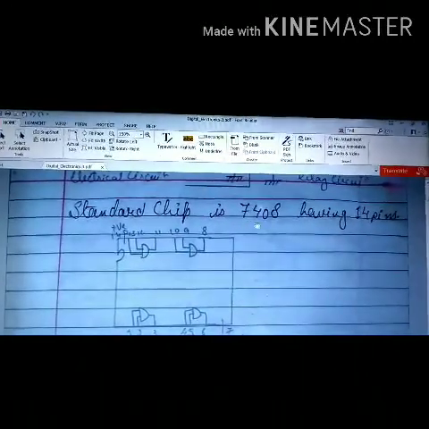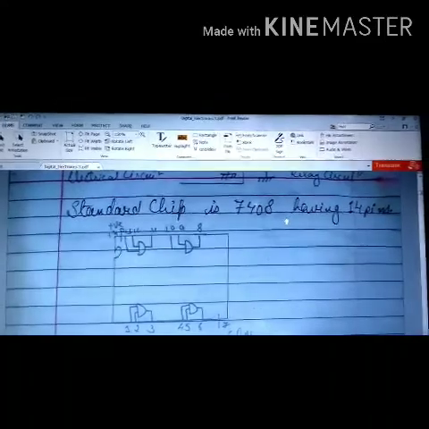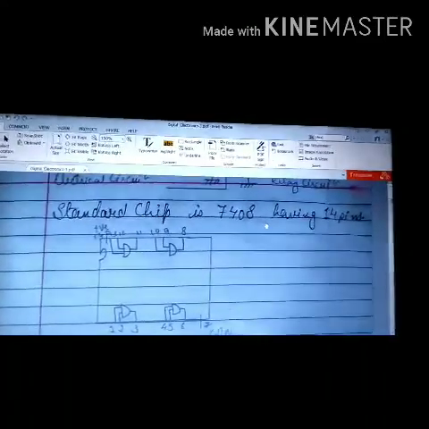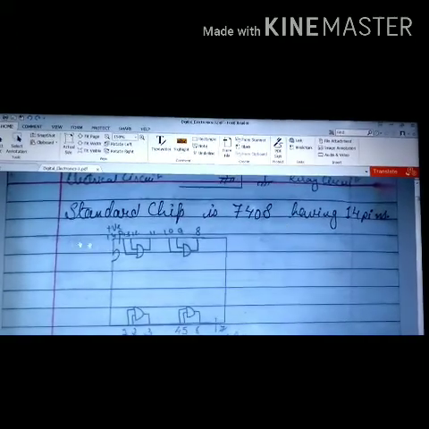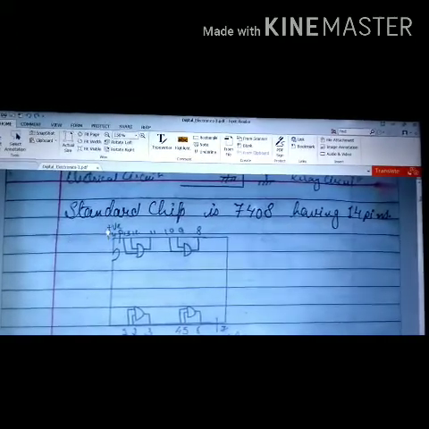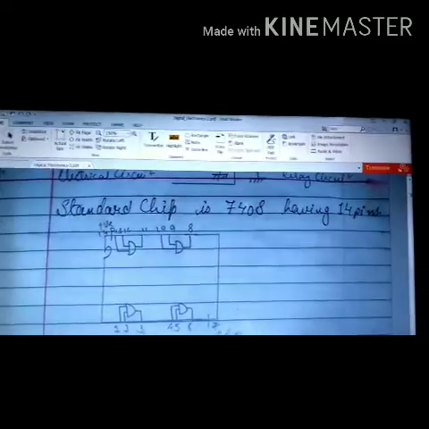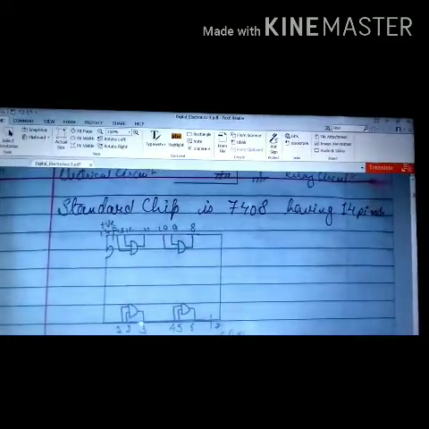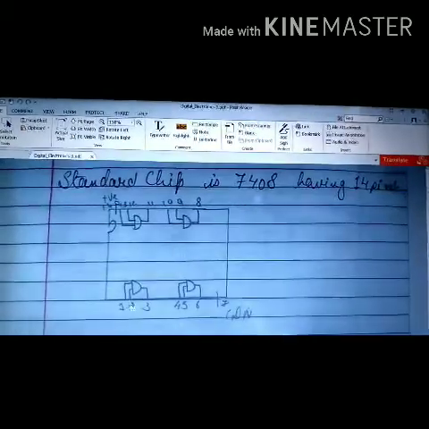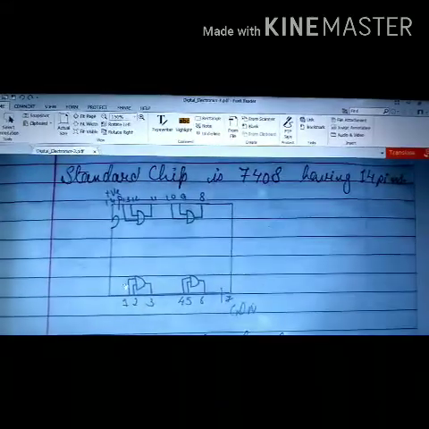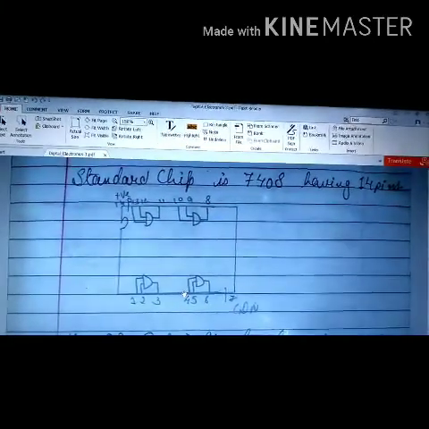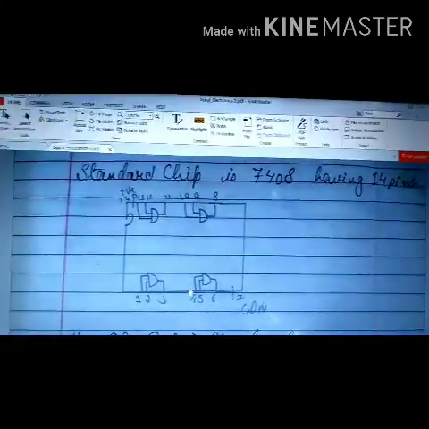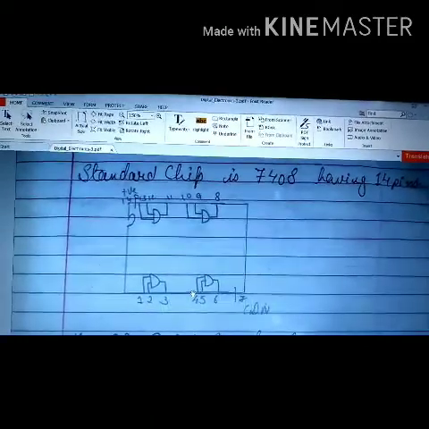This is a standard chip of an AND gate. Its number is 7408, so it is a 74 series or 74 family chip. It has 14 pins. Pin 14 is always the supply voltage, pin 7 is always ground, and the rest of the interconnections are like this: pins 1 and 2 are inputs and 3 is the output, 4 and 5 are again inputs and 6 is the output, 13 and 12 are inputs, 11 is the output, 9 and 10 are inputs, and 8 is the output.